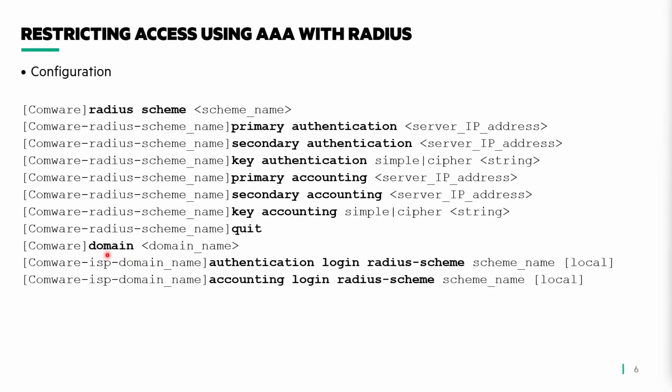And then you create a domain, give it a name, and map the domain to the scheme. So you're going to say authentication login, and then Radius scheme. And as a backup method, you go local, meaning if the scheme is not reachable, then the local one will be the one that will be authenticating. The same applies to accounting.